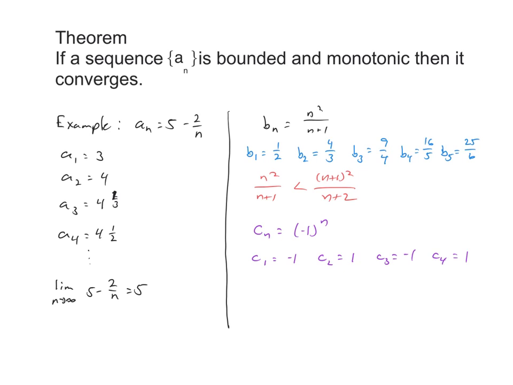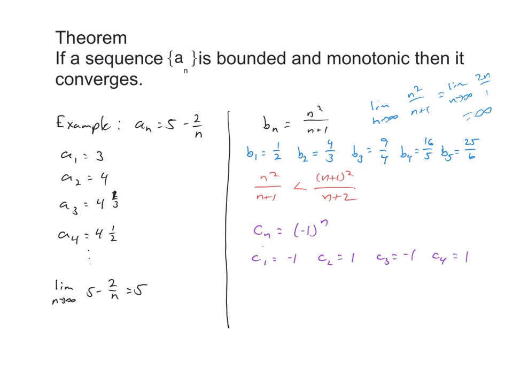The limit as n goes to infinity of n squared over n plus 1 is going to come out, using L'Hopital's rule, to be the limit as n goes to infinity of 2n over 1. Well, that's going to be infinity. So in this case, this sequence is not bounded. Therefore, since it's not bounded, we know that it doesn't converge. The limit doesn't equal a number. It goes off to infinity.